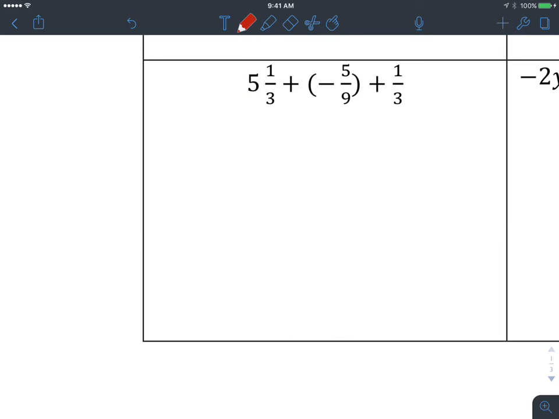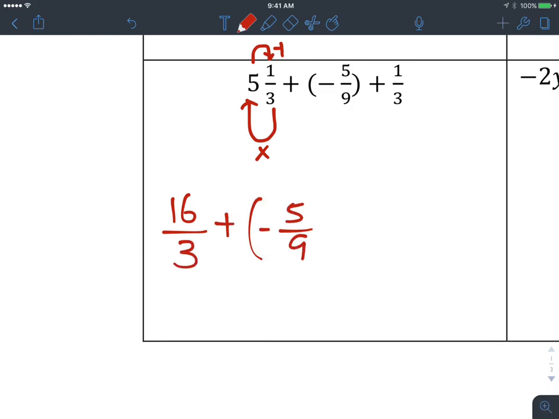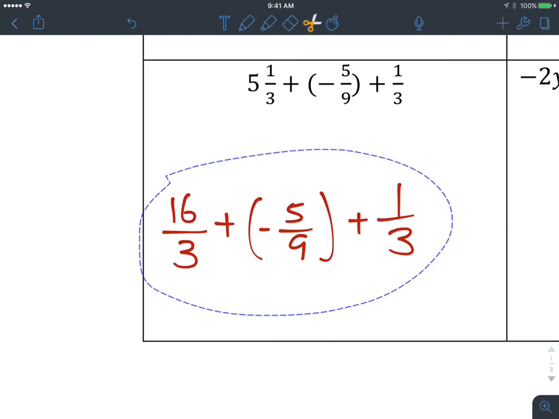So we need to get rid of this whole number. We're going to do that by taking the 3, multiplying it by 5, which gives us 15. Adding 15 to 1 gives us 16 over 3. Now these other fractions don't have any whole numbers, so they are already in the proper form that we want them in.